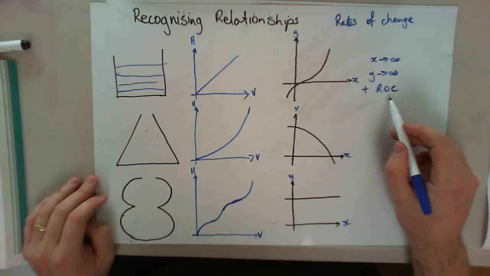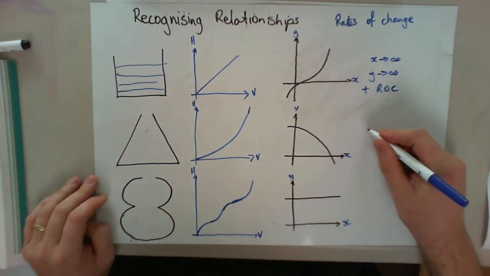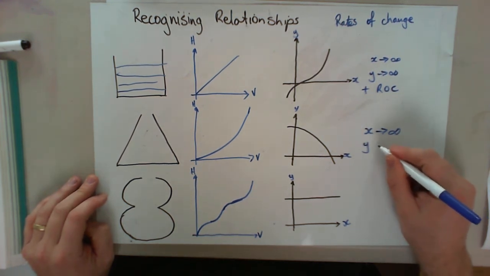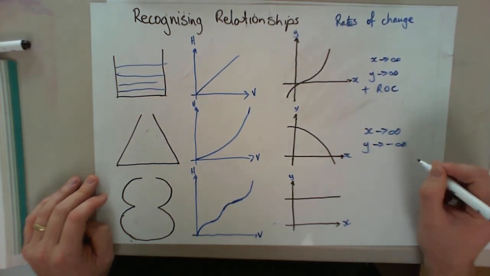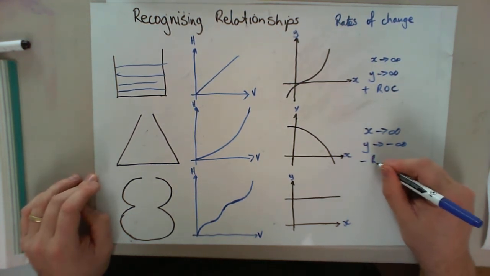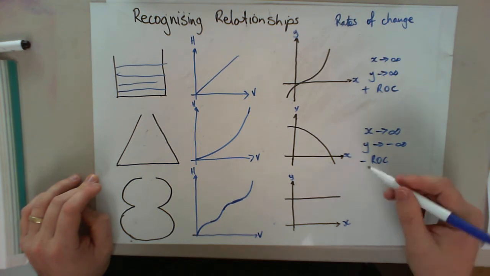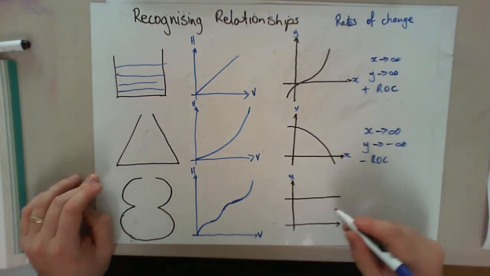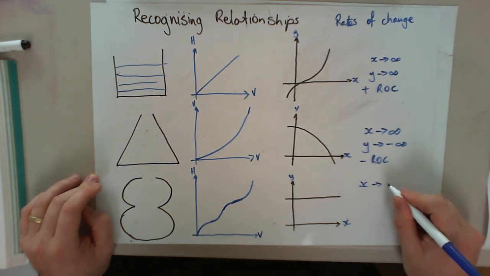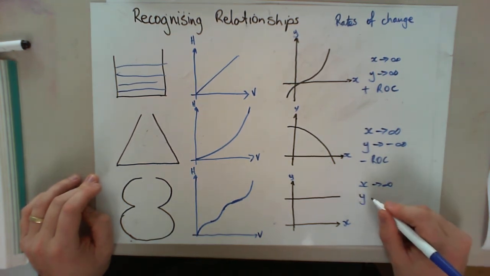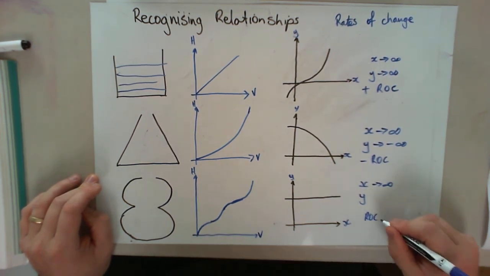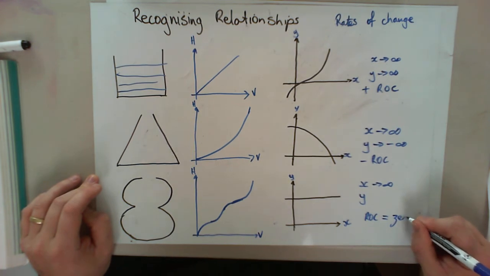Okay. If we have a look at this one though, as x increases, okay, y actually decreases. Okay, so this would indicate a negative rate of change. This one here, okay, it stays the same. So as x gets bigger, okay, y doesn't change. It stays the same. So this would indicate a rate of change which is actually in fact 0.